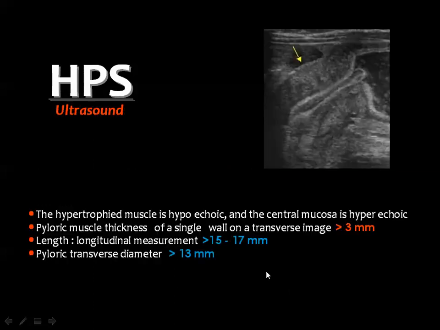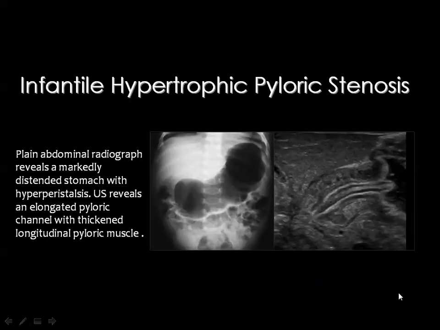Then ultrasound is a very good modality for diagnosis of hypertrophic pyloric stenosis, and you get marked thickening of the pyloric muscles and marked narrowing of the pyloric canal. The pyloric muscle thickness on a single layer is more than 3 millimeters, or the whole length is more than 13 millimeters, and the pyloric canal is markedly elongated, more than 15 to 17 millimeters. Here you see the typical appearance: elongation of the pyloric canal, thickening of the pyloric muscle, and narrowing of the gastric outlet.